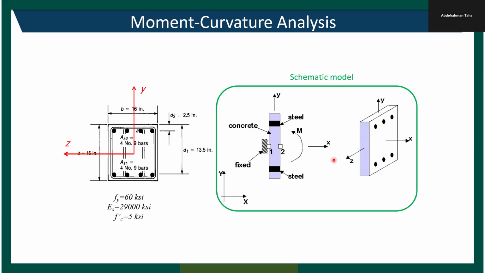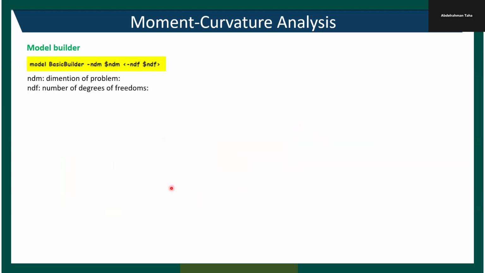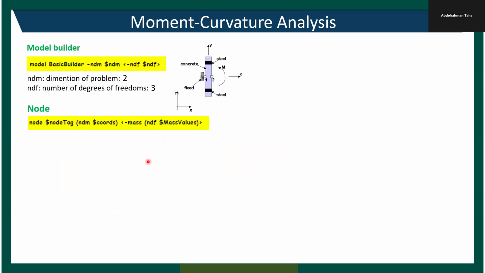Like if we go back here, this is just a 2D problem, right? Each node has two translational degrees of freedom and one rotational degree of freedom. So we have a 2D problem, X and Y, with 3 degrees of freedom for each node. So this is what we have here. We have two dimensions, X and Y, and 3 degrees of freedom for each node.